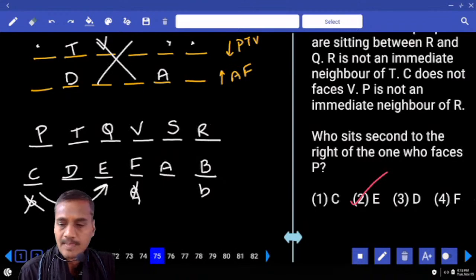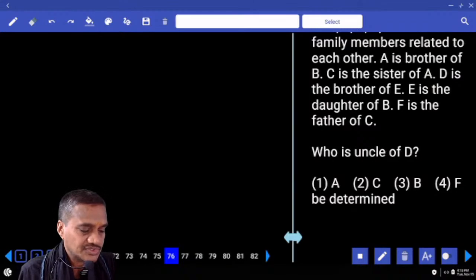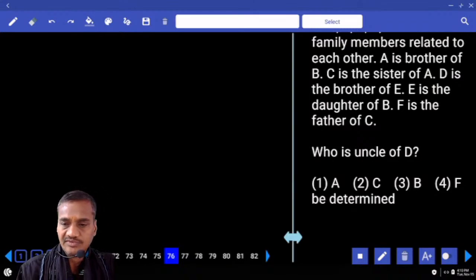Clear now? The next one, 76 onwards, is based on blood relations. There are only 3 questions given under this.